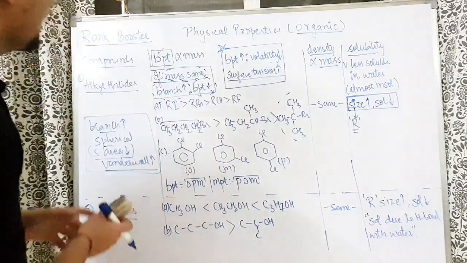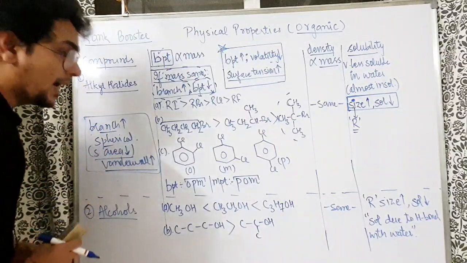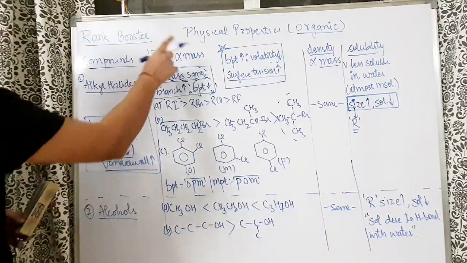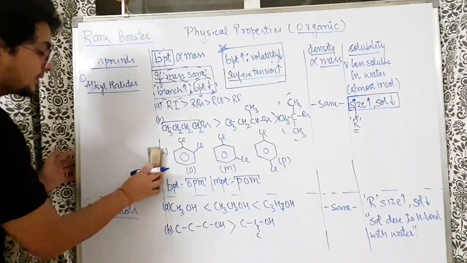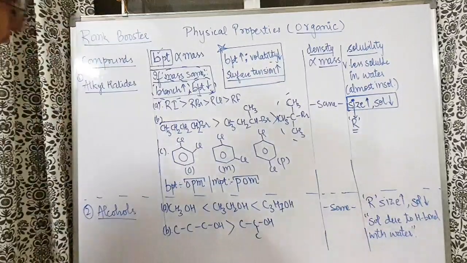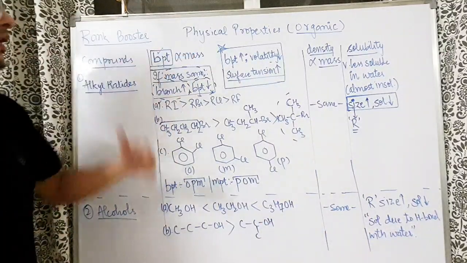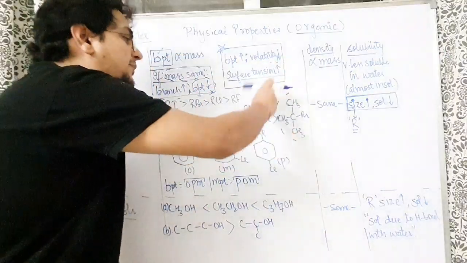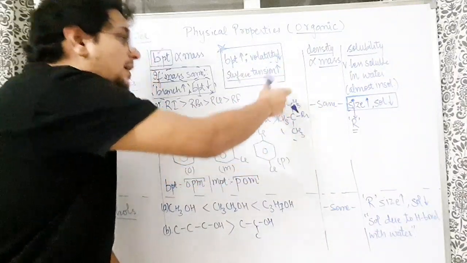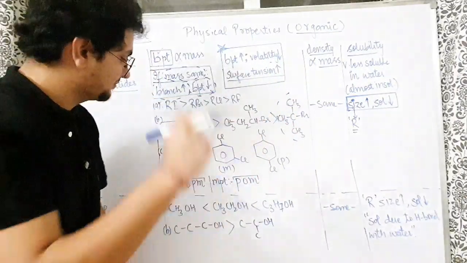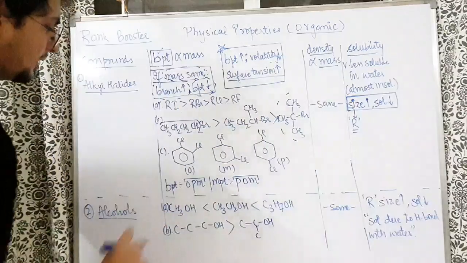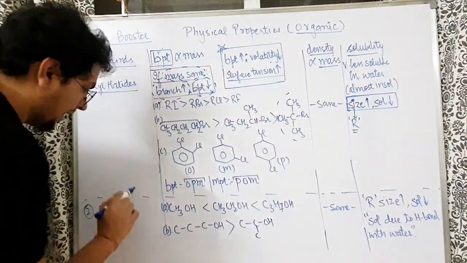So understand, firstly what you have to check? Mass. After that what you have to check? Sir, after mass we will check branching, if the mass is the same. Then if the branching is more, shape becomes spherical, surface area decreases, and boiling point decreases. Going ahead, next thing, similarly I can compare here also, in the alcohol chapter.